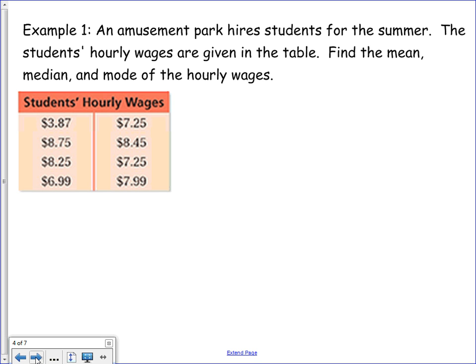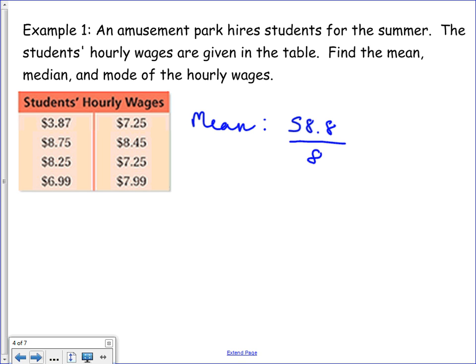Now in example 1, it says an amusement park hires students for the summer. The students' hourly wages are given in the table, and we need to find the mean, median, and the mode of the hourly wages. So to find the mean, we are going to add up all the data. So we'll add up 387, 875, 825, 699, 725, 845, 725, and 799. And we get 5888. And then we're going to divide it by the total number of data values, which is 1, 2, 3, 4, 5, 6, 7, 8.